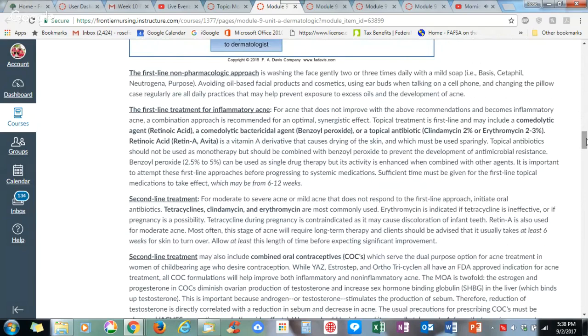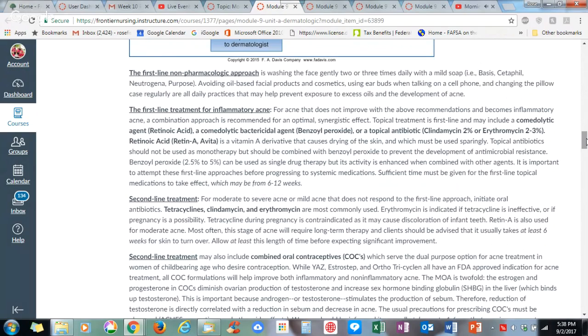The first-line treatment for inflammatory acne. For acne that does not improve with the above recommendations and becomes inflammatory acne, a combination approach is recommended for an optimal synergistic effect. Topical treatment is first line and may include a comedolytic agent such as retinoic acid, a comedolytic bactericidal agent such as benzoyl peroxide, or a topical antibiotic, which would be clindamycin 2% or erythromycin 2 to 3%.